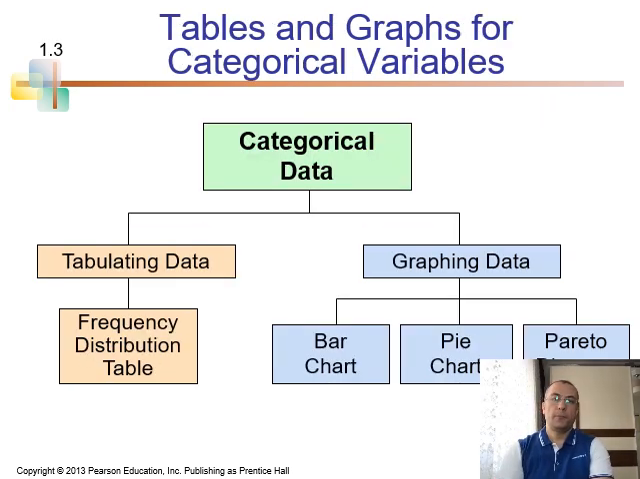So for categorical data, we can tabulate the data. Tabulate means using tables. Tabulate the data by means of a frequency distribution table. And we can also simply graph the data using a bar chart, pie chart, and also Pareto.